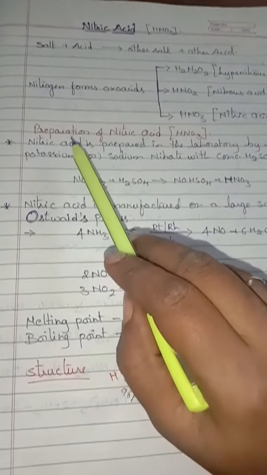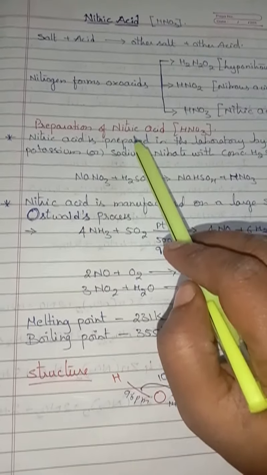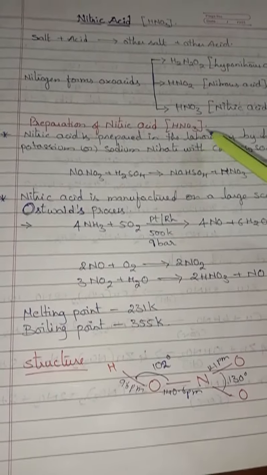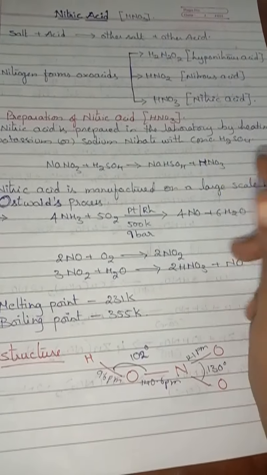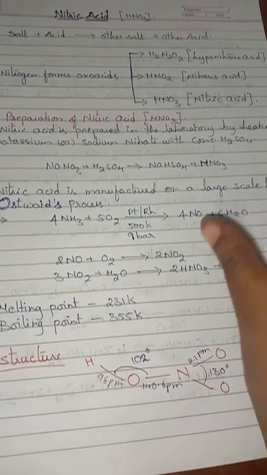Looking at the preparation of nitric acid: what is the formula of nitric acid? HNO3. Nitric acid is prepared in the laboratory, which means we get it on a small scale.